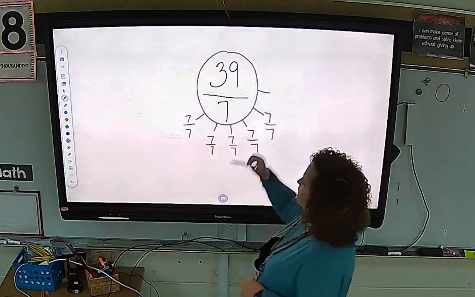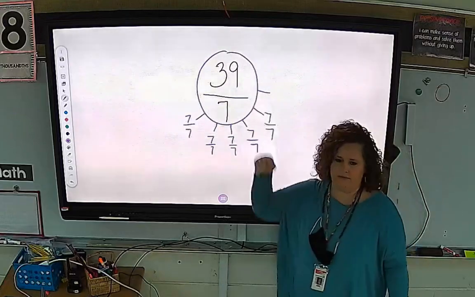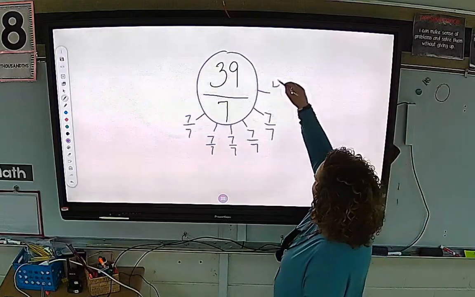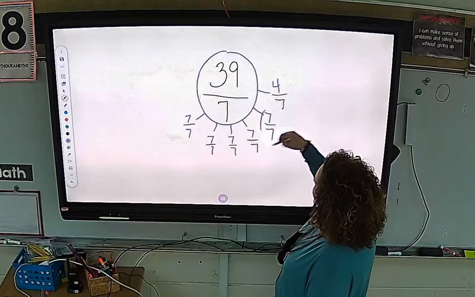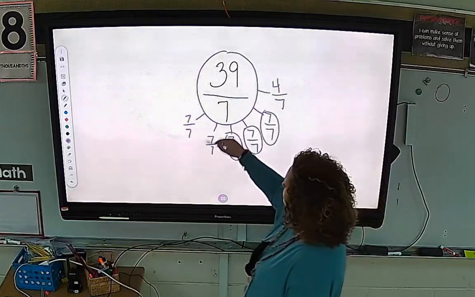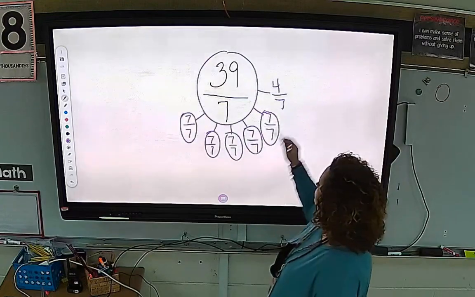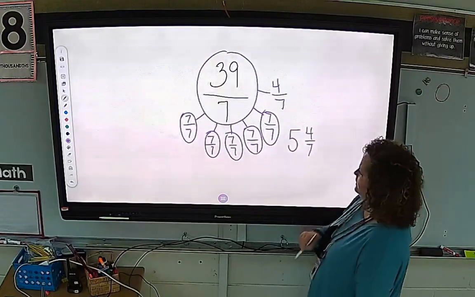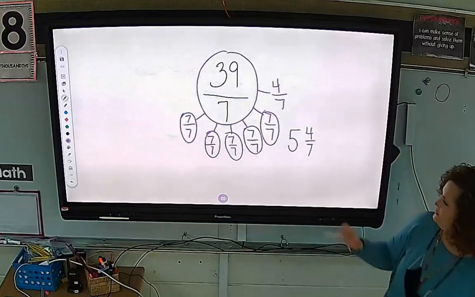And then how many are left over? If I take 35 away from 39, I've got how many left over? 4 sevenths. Yeah, 4 sevenths are left over. So these are all whole numbers. 1, 2, 3, 4, 5, and 4 sevenths. So that is your final answer right here.